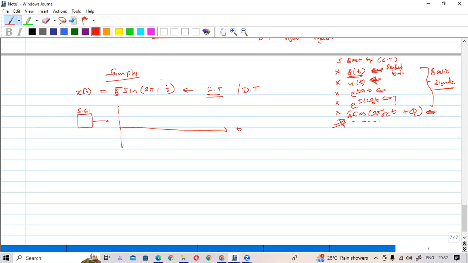Now tell me, what is the frequency of this signal? Can anyone tell me what is the frequency of this signal?